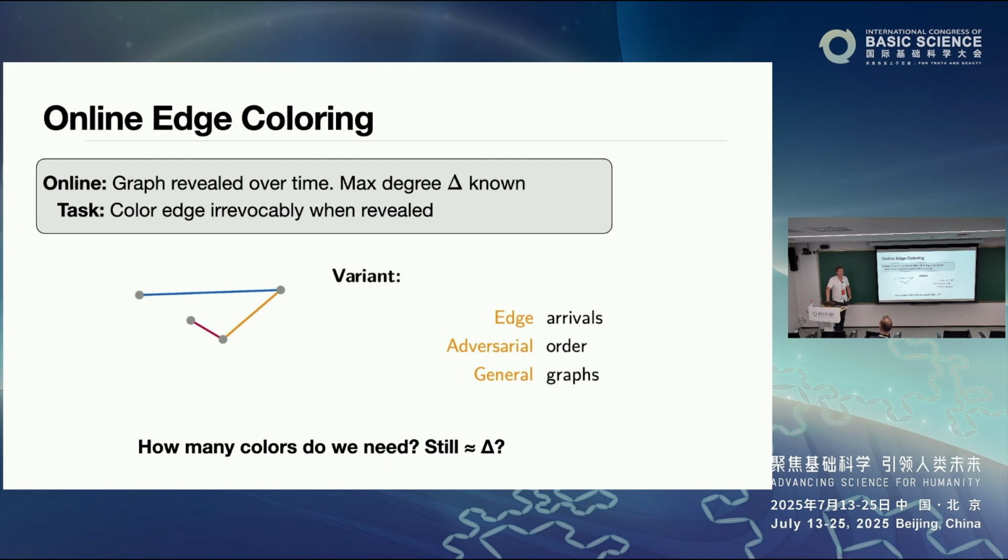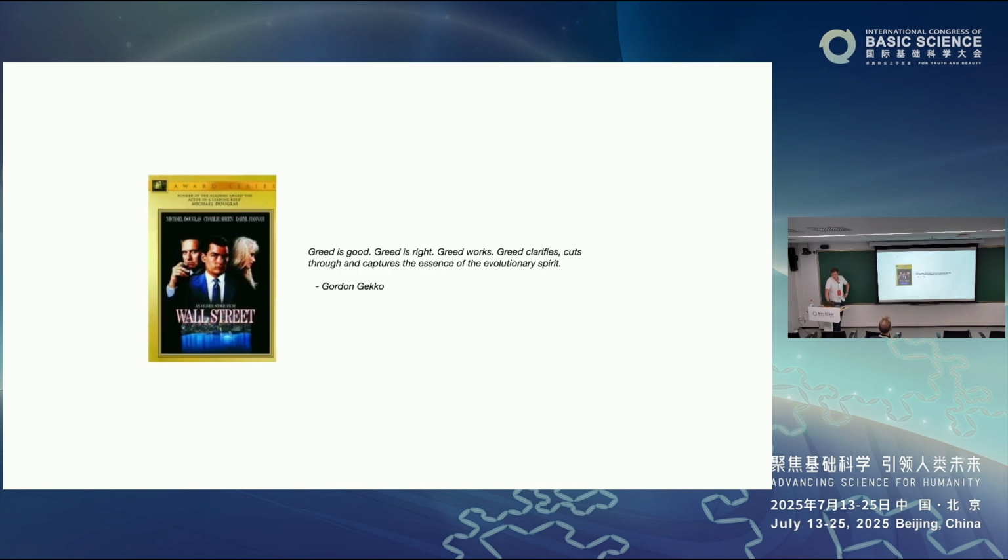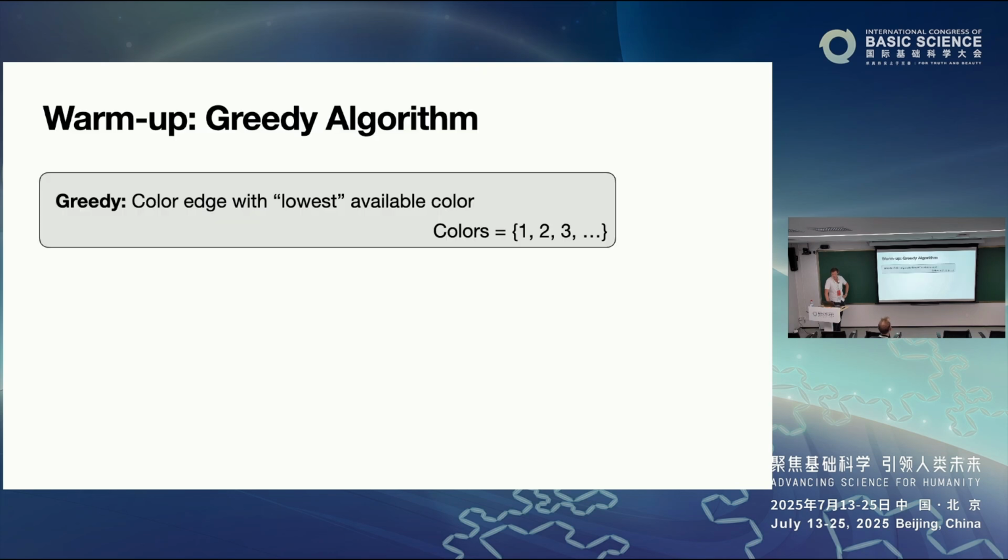So, I need proposals of strategies for how we can color the edges of a graph online. It turns out that the previous strategy is optimal. Any ideas? All right.